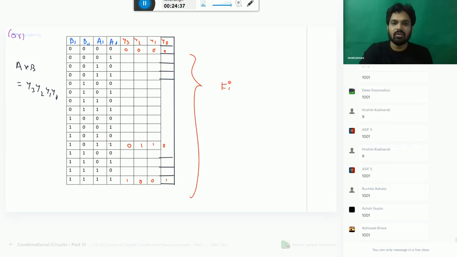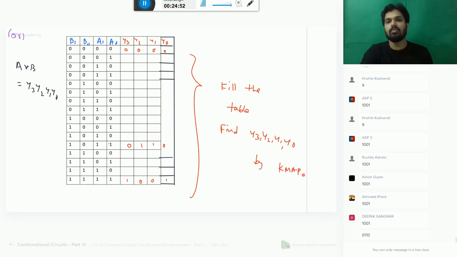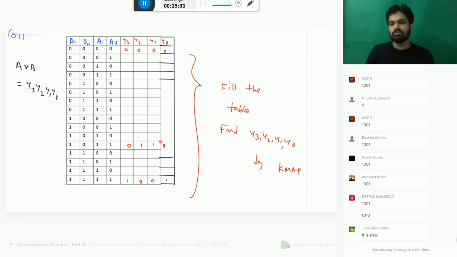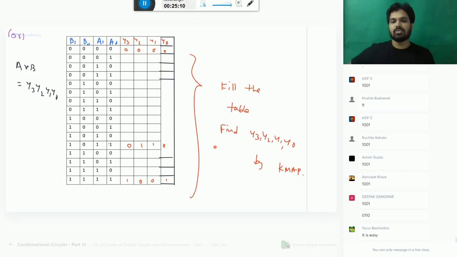So like that, fill the table, and find Y3, Y2, Y1, Y0 by K-map. This is also another way to implement the multiplier. Y3, Y2, Y1, Y0 is nothing but A into B; it will give you the multiplication result of A into B. This is one way. So try this method also if you want.